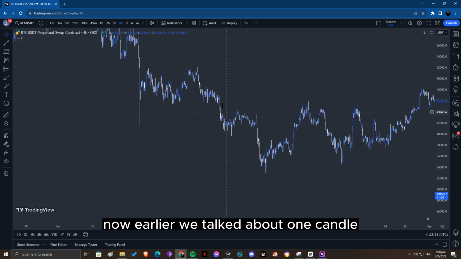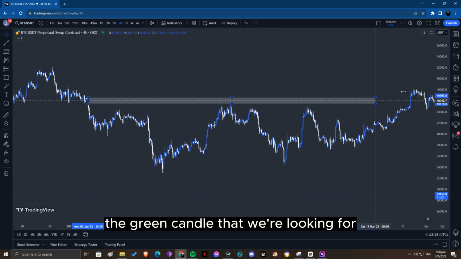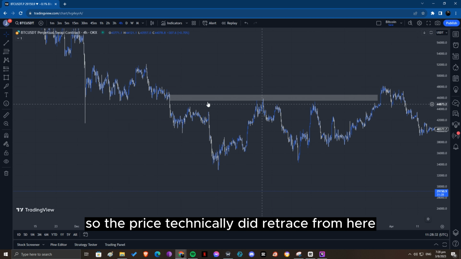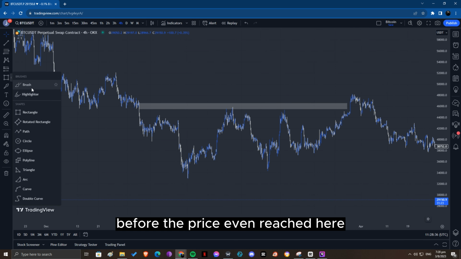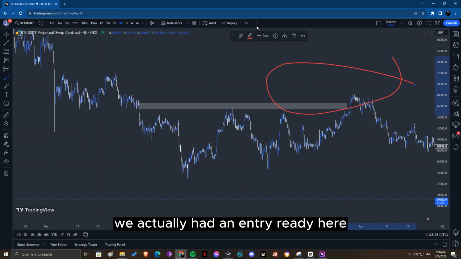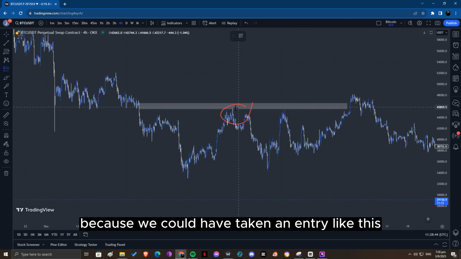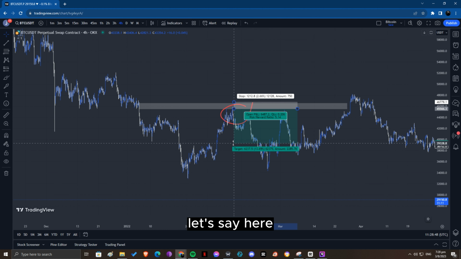Now, earlier, we talked about one candle. So if we were to be very precise, this would be the green candle that we're looking for. So the price technically did retrace from here, and we did actually get an entry before the price even reached here. Before the price reached here, we actually had an entry ready here. So this was a very good trade because we could have taken an entry like this, and then we could have just taken profit, let's say here.